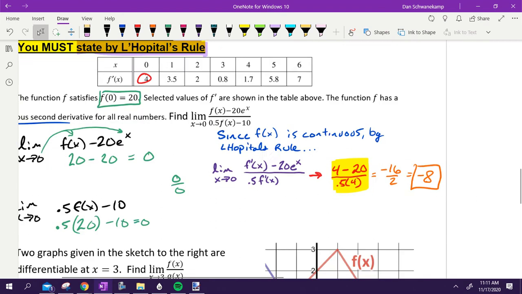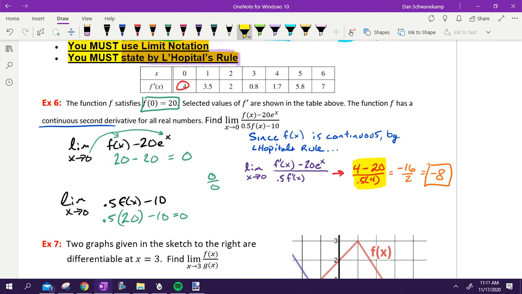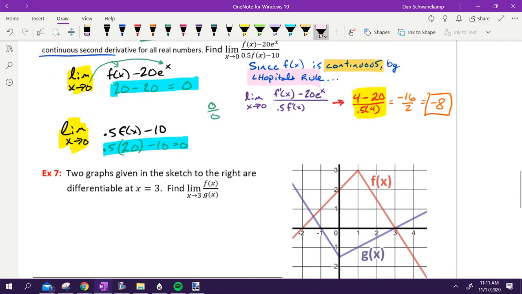Again, here are the 4 things that we had to show. You had to do limit notation. You had to find the limit of each separately and show that it's equal to 0. Then we had to say it was continuous, and then we had to use L'Hopital's rule. If you got those 4 elements, then you're just finding the answer. Questions on the first one? Let's go to the second one.